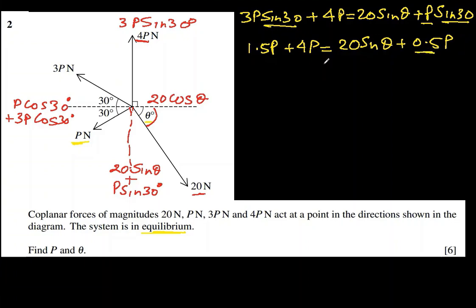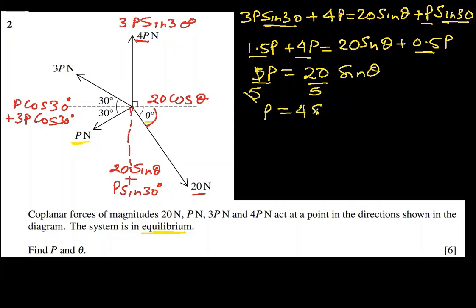So let's put this P with other P's. So 1.5 plus 4 will be 5.5P, but when this 0.5P comes to the left, it becomes negative. 5.5P minus 0.5 will be just 5P. It is equal to 20 sine theta. We can divide both again by 5 to simplify the look of this. So it will be just P. 5 and 5 cancel. So P is 4 sine theta, equation number 1.